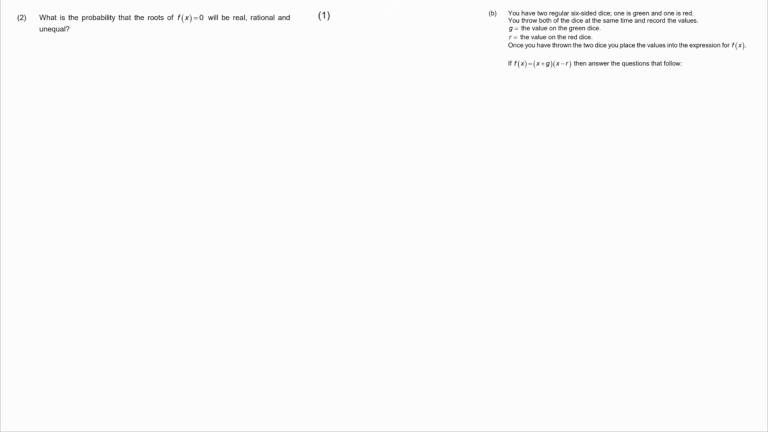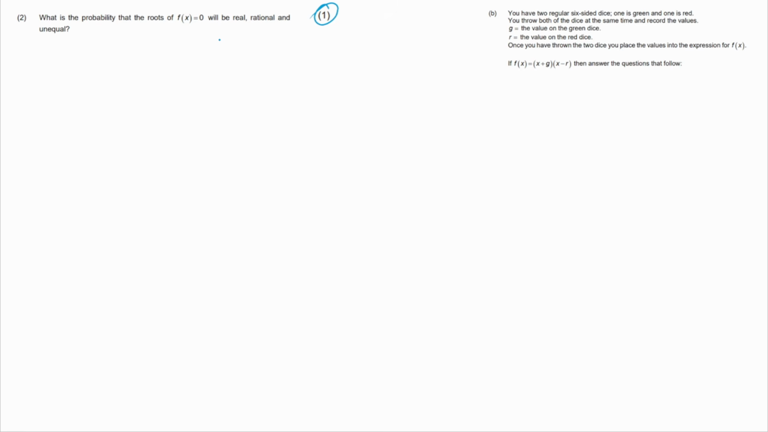Now for number 2, they say, what is the probability that the roots of f equals 0 will be real, rational, and unequal? Okay, it's for 1 mark. All right, so 1 mark, you should be able to read it off immediately. What you could have done is nature of roots, which would have taken you more time, and I don't recommend going into nature of roots if it's for 1 mark.